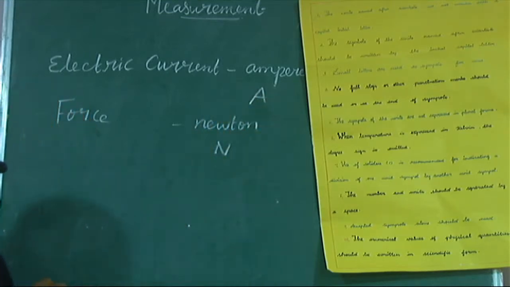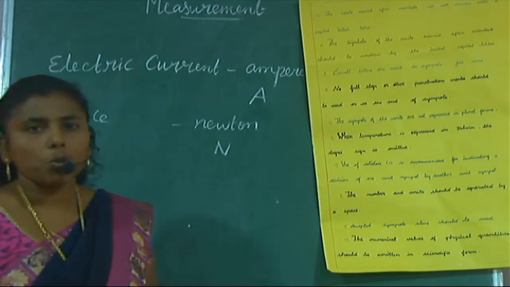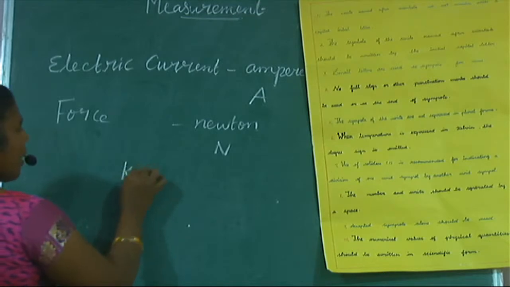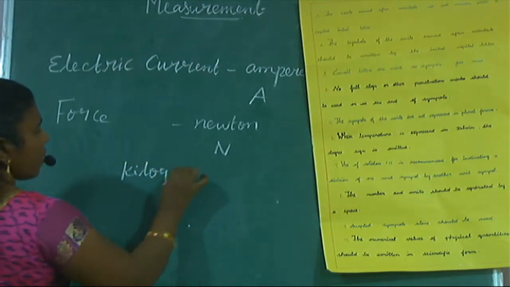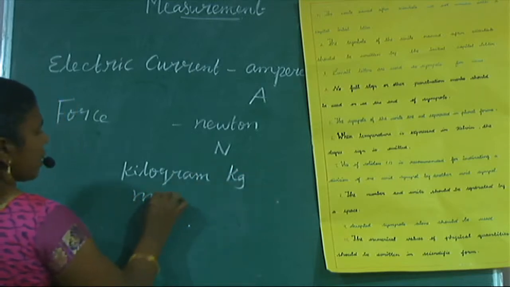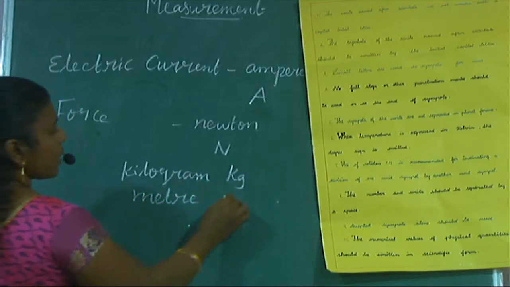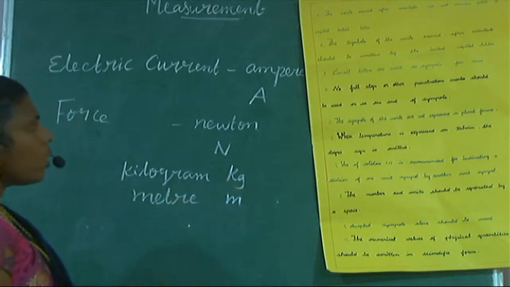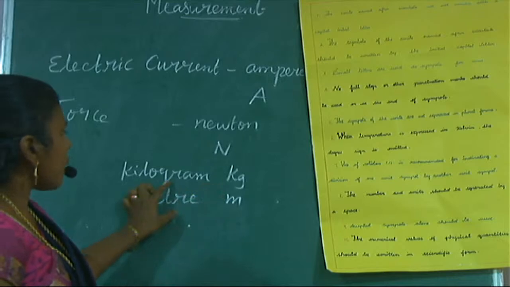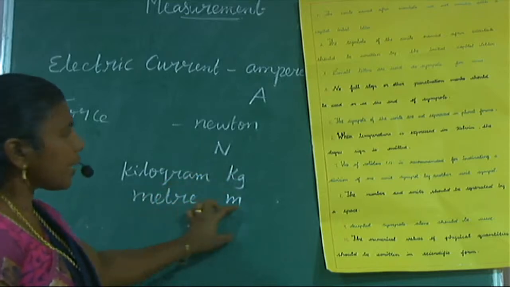The third point is that small letters are used for symbols. Suppose kilogram. What is the symbol of kilogram? kg. Now meter. What is the symbol of meter? Small m. So small letters are used for the symbols. Kilogram, kg; meter, m.